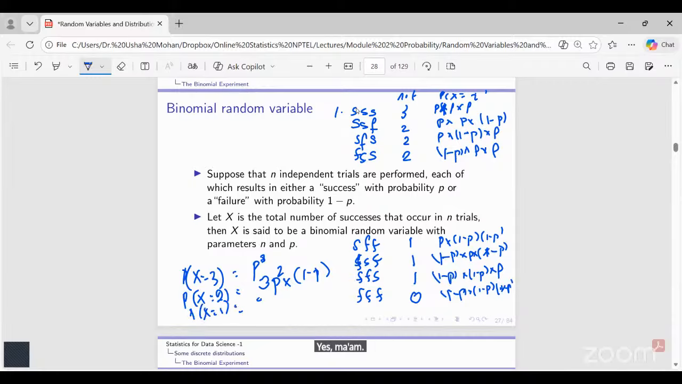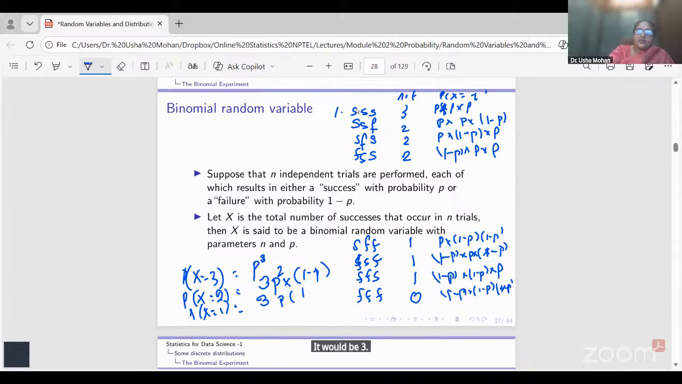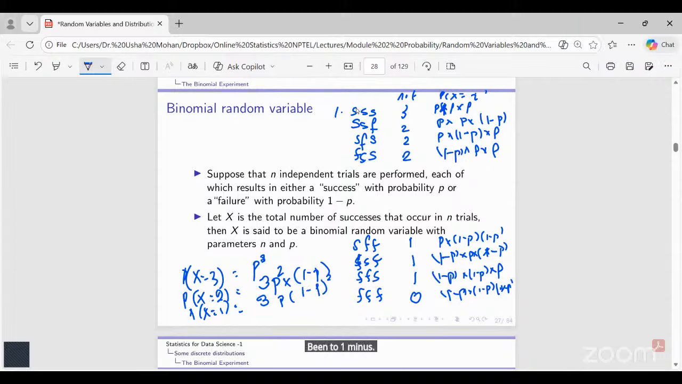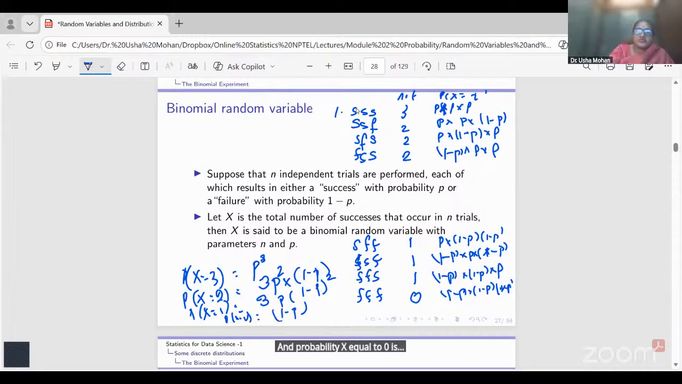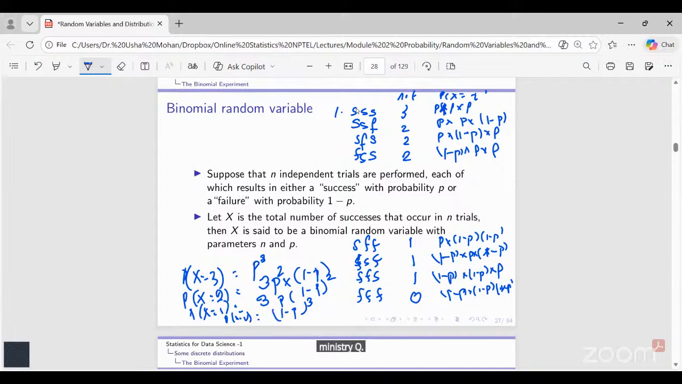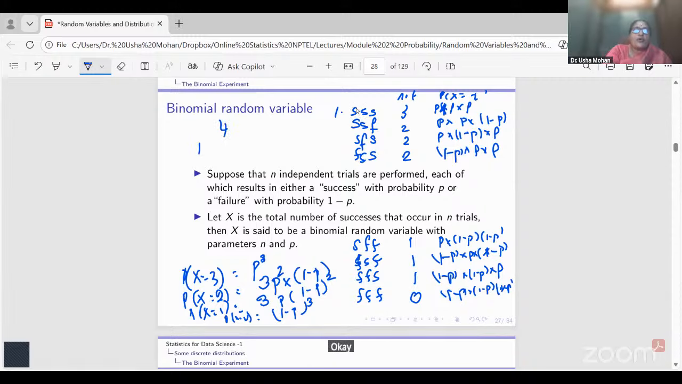It would be 3 into P into 1 minus P whole square. And probability X equal to 0 is 1 minus P whole cube. Is that clear? Okay. So now suppose I have 4 trials, that is n equal to 4, and p remains p. What is probability X equal to 4 in that case?